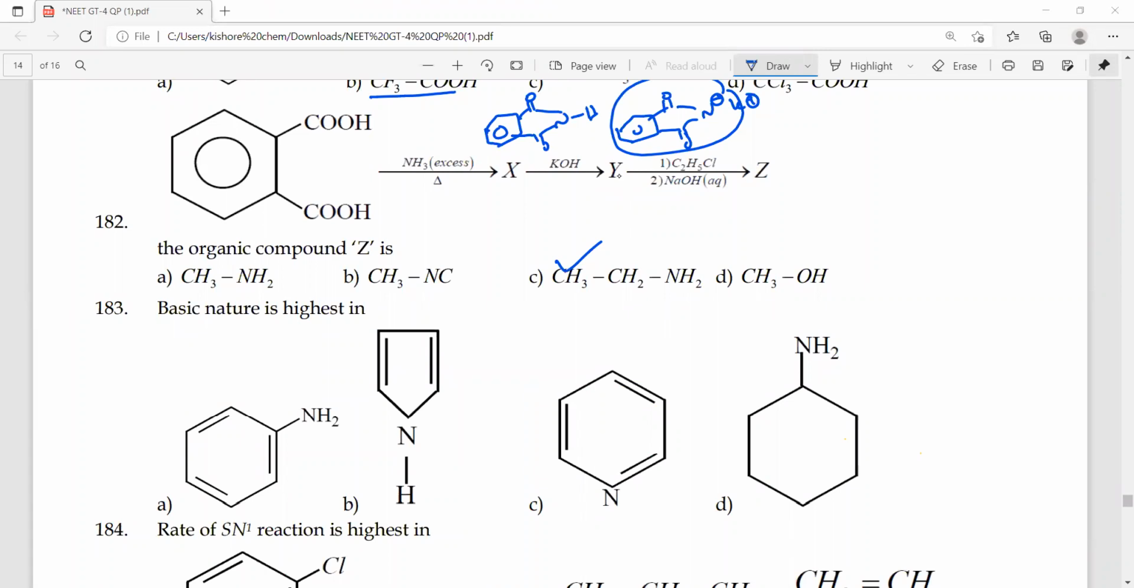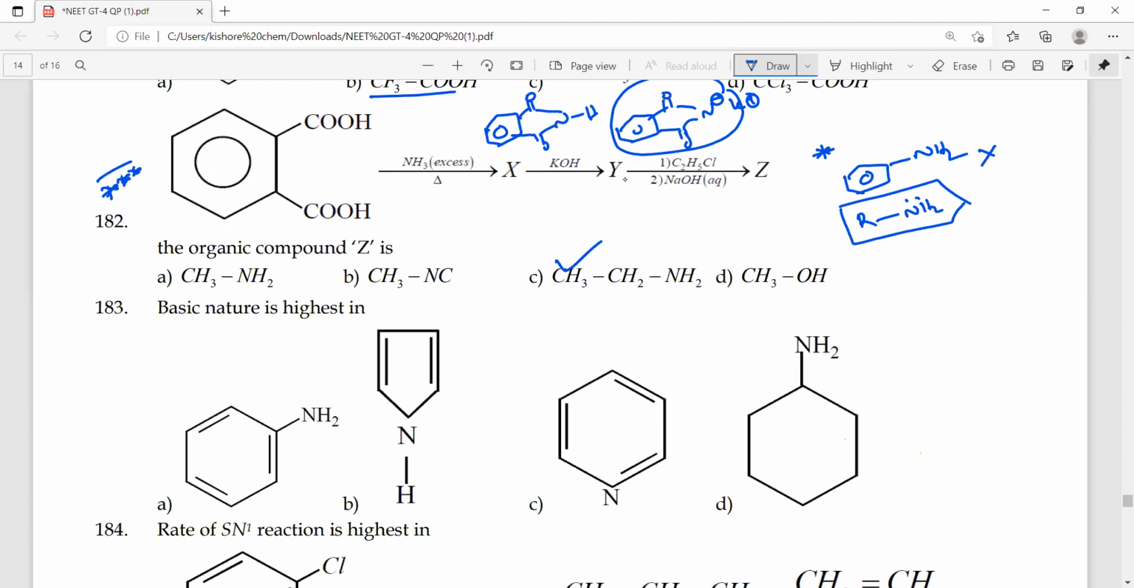This is which one? Gabriel phthalimide synthesis. In the Gabriel phthalimide synthesis, only primary amines can be prepared. Remember this point: we cannot prepare primary aromatic amines also. Only primary aliphatic amines can be prepared by this method. Please concentrate, this is very, very important. This is the Gabriel phthalimide synthesis. Next one.